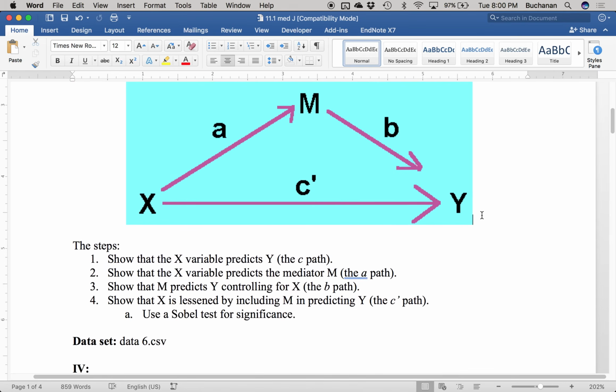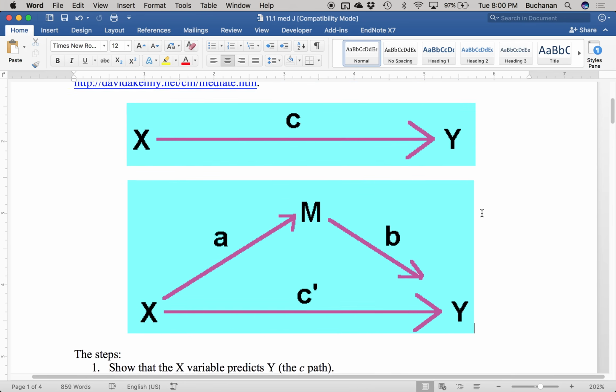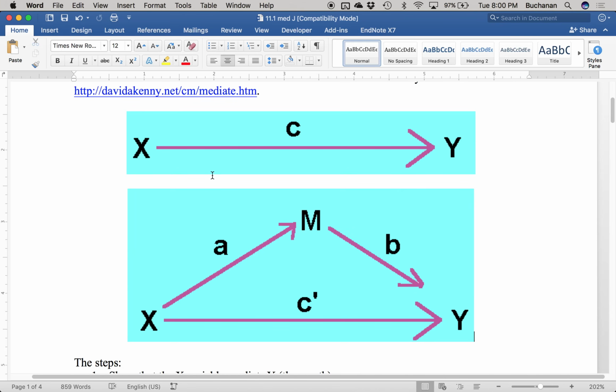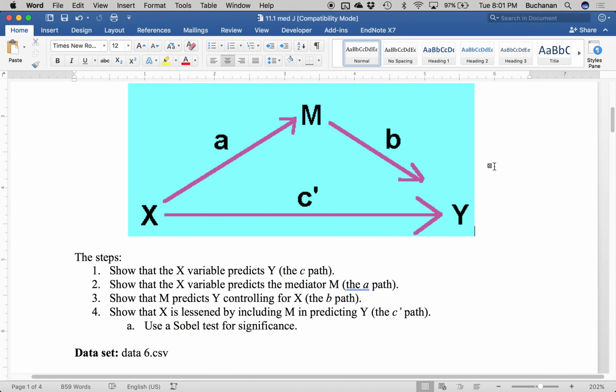So the way that mediation works is that first you need to show that your X variable predicts Y. And we consider that the C path here. So your X variable predicts Y, because the whole point of mediation is to show that this relationship between X and Y is somehow changed with a mediator in the equation, or M. And if X doesn't predict Y, it's hard to change that relationship because there is no relationship. So X should predict Y first. Okay? And we'll do that by running a simple regression, it's actually a simple correlation, to get the B value from X to Y.